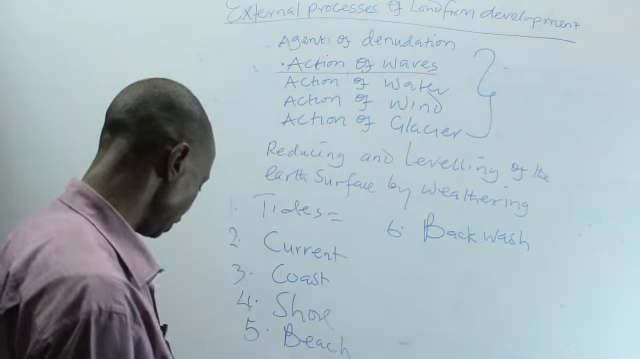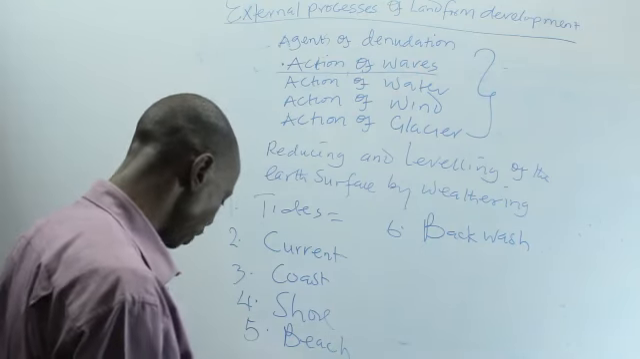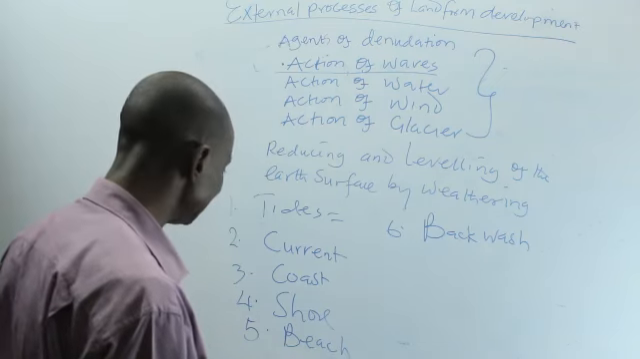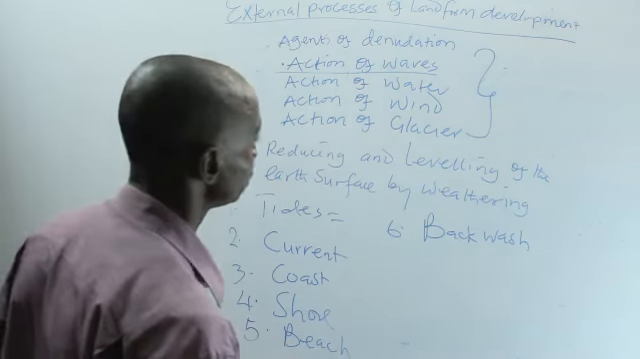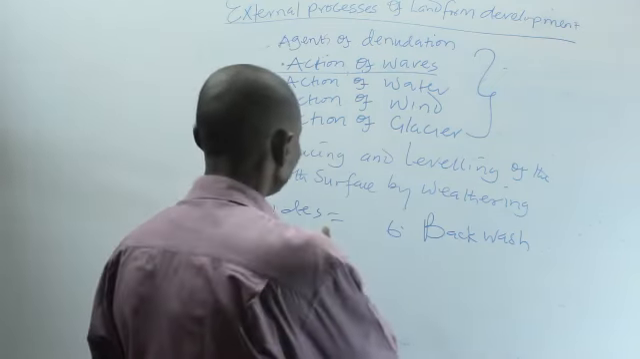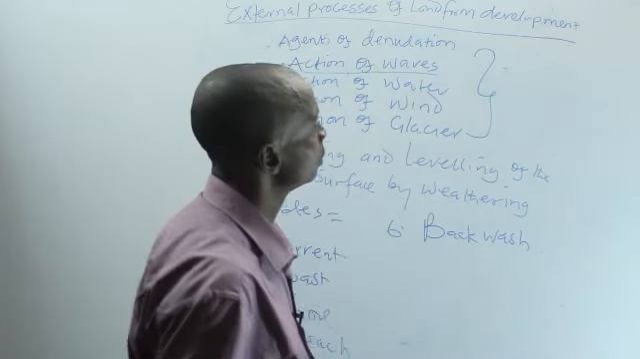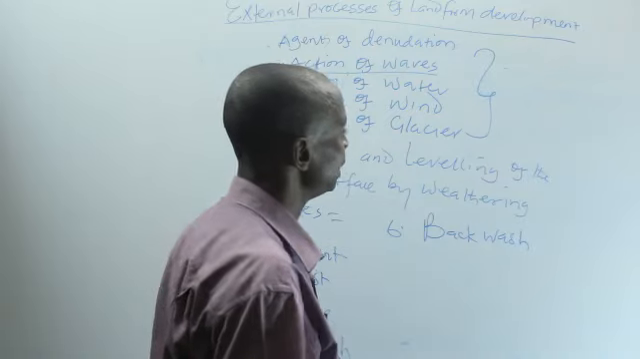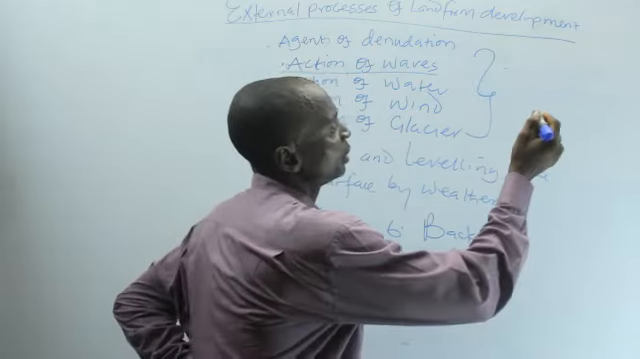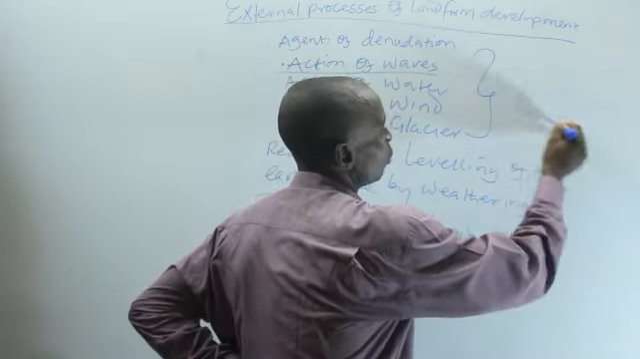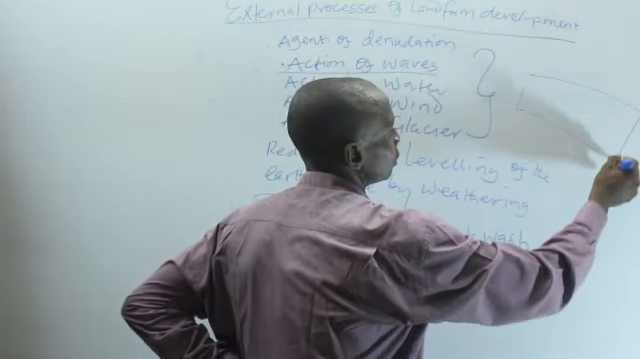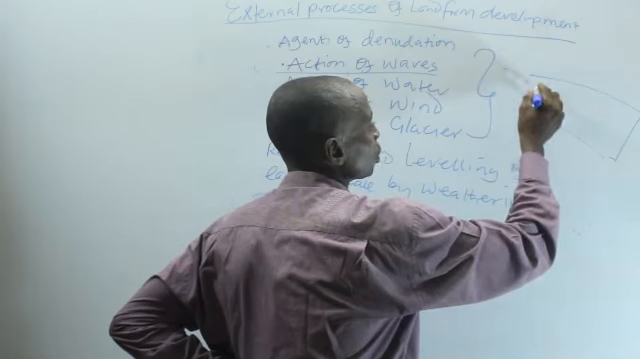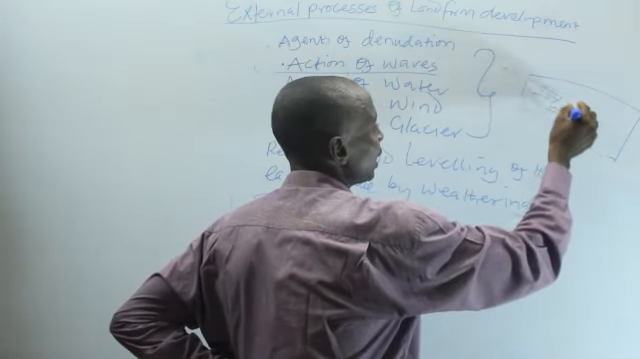Then we look at the current. Current is the movement of the surface water of the ocean in a definite direction. For instance, maybe this is a water body, and you can feel or see the movement of water in this direction.